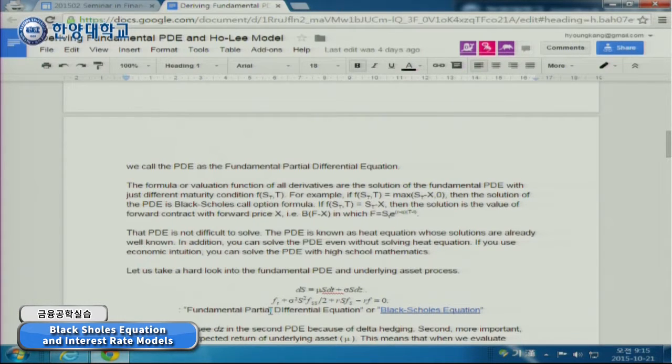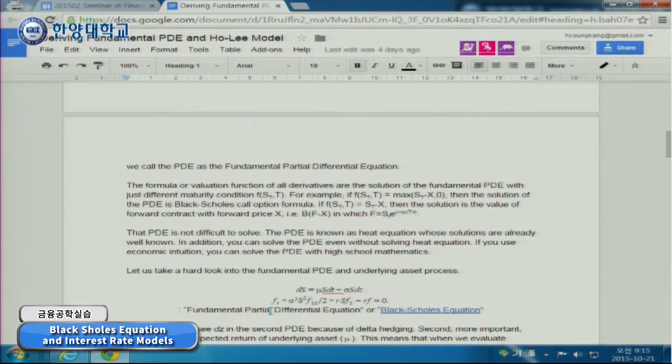The equation is the same for all derivatives, regardless of whether it is a call option, put option, futures, swap, or whatever. The fundamental differential equation is the same, and only the maturity condition is different. That's the only thing. So if we impose the maturity condition and solve the PDE, then we have the price. For example, if the maturity condition is F at big T equals max of S_T minus X, 0, this is called a European call option, right? If we impose this maturity condition and then solve the PDE, we have the Black-Scholes call option formula.